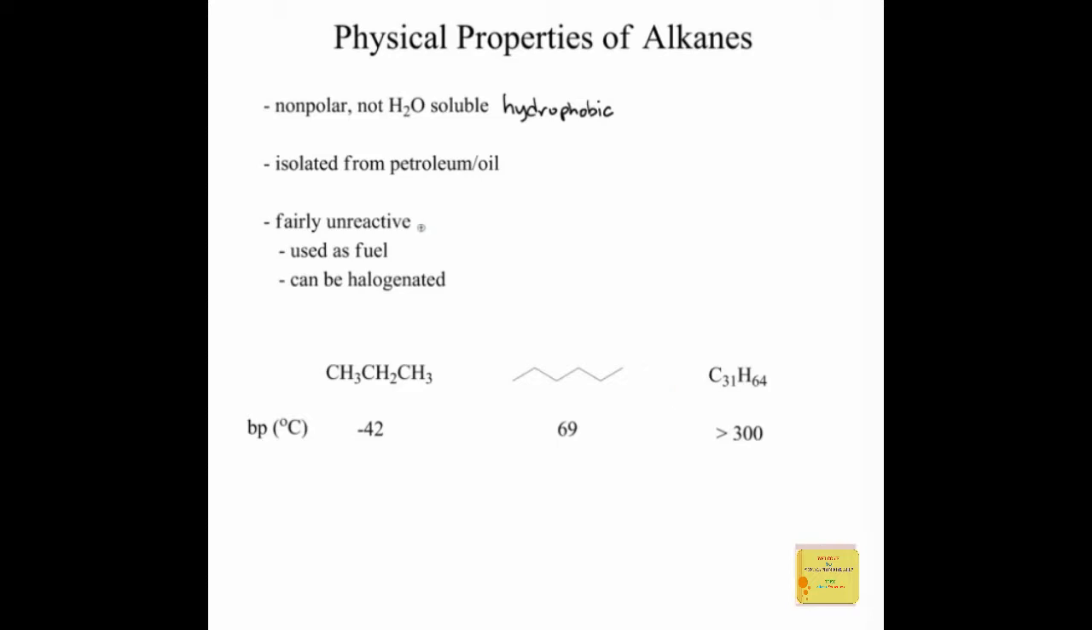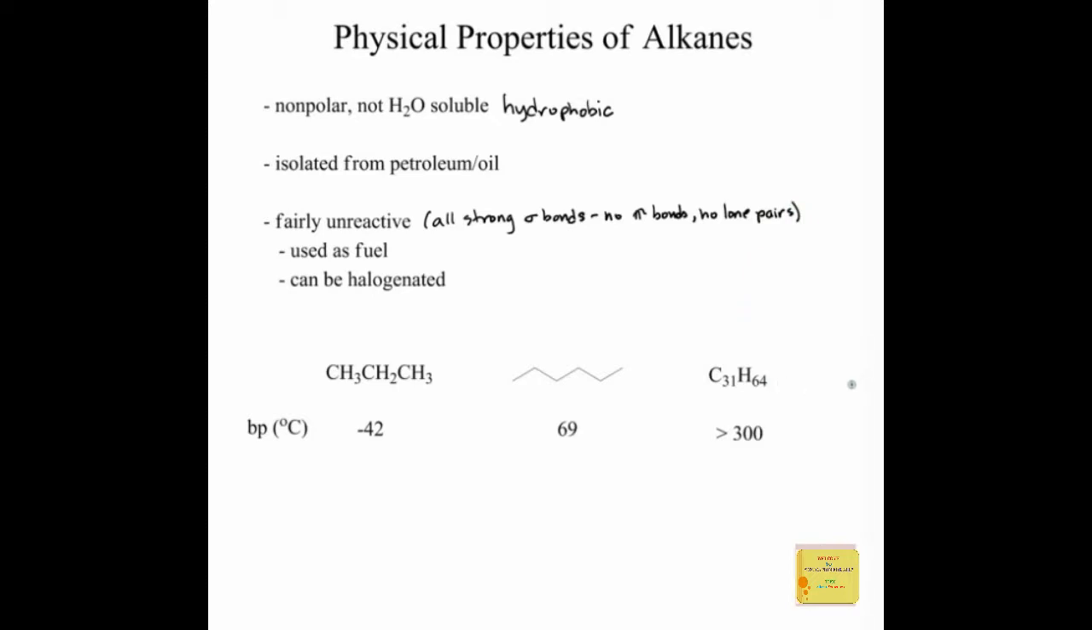And it turns out that alkanes are fairly unreactive. Remember, these have all strong sigma bonds. An alkane can't have any pi bonds. It has no other atoms in there other than carbon and hydrogen. So because it has no pi bonds and it has no lone pairs, there really aren't too many reactions that they're going to want to undergo.